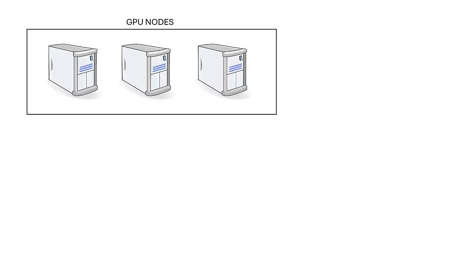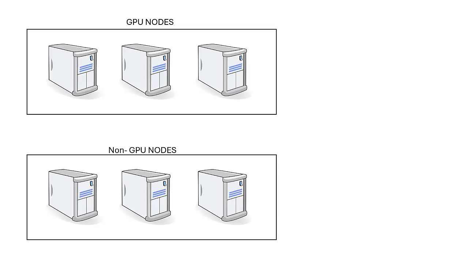Imagine you've got a cluster with some powerful GPU nodes and some regular ones, and you only want your AI workloads, like this Python app, to run on the GPU nodes only. Or maybe you want to separate dev and production workloads. This is exactly where Kubernetes Node Selectors come in. They help you control where your workloads run.